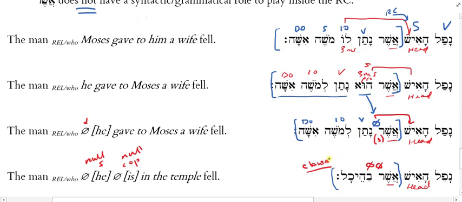Okay? So technically what I have is, since asher does not really mean who, which, or that, it's just introducing a relative clause, what I have is the man, which, I suppose we'd have to translate it that way, the man which he is in the temple. Okay? The man which he is in the temple. So my subject is null, my copula is null, but what is the resumptive element? It's the null subject. The null subject is co-referential with the head here. The null subject, the one who is in the temple, is identical to Ha'ish, who fell. Okay? So this is how relative clauses work in Hebrew.